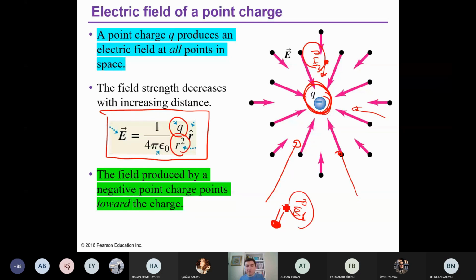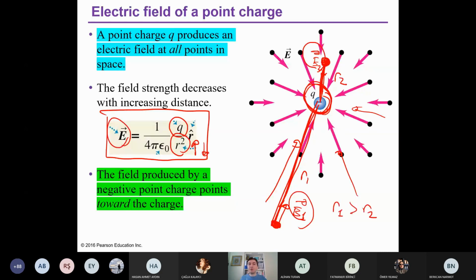So what do you see here? R1 is much bigger than R2. Then the electric field will change depending on the distance from the source. Do you have any question here?